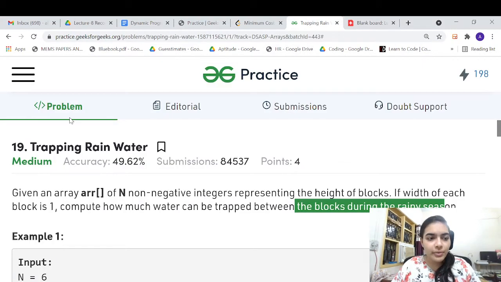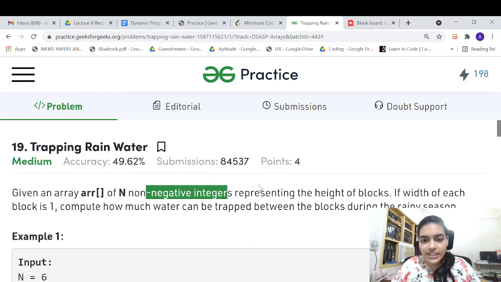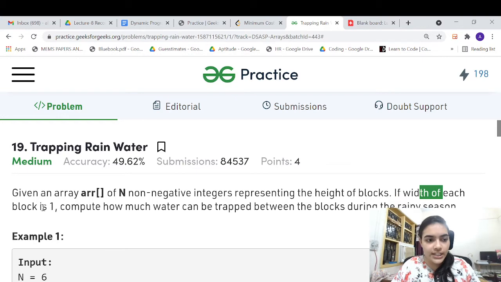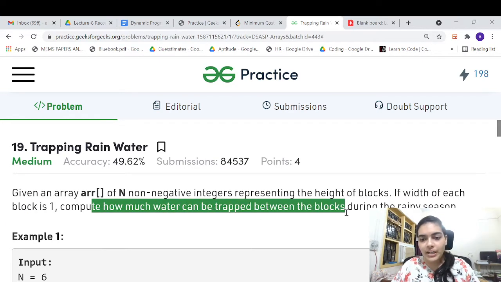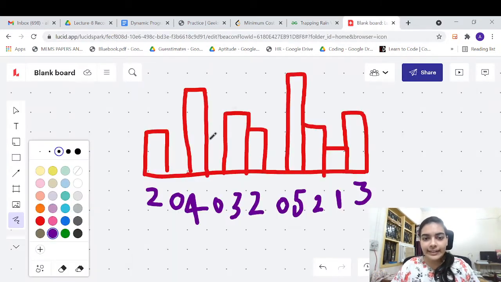Today we are going to do a problem that is called trapping rainwater. So we are given an array of n non-negative integers which represent the height of blocks. If the width of each block is 1, compute how much water can be trapped between the blocks during the rainy season. It's one of the very important problems of the array topic, and let's get started.